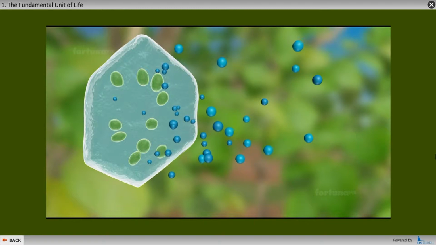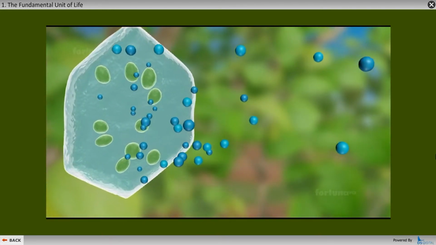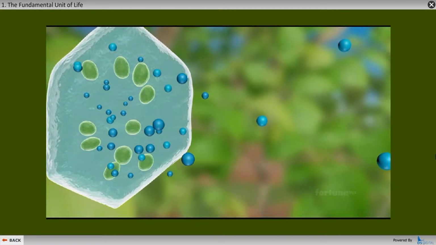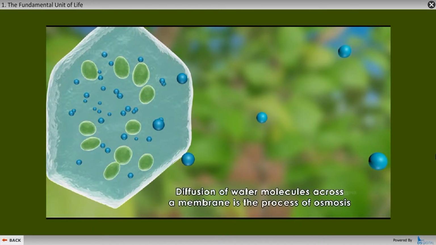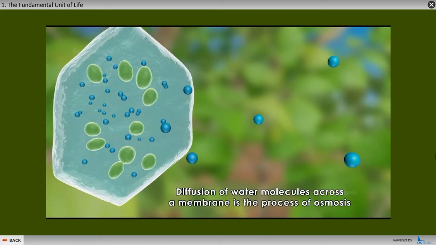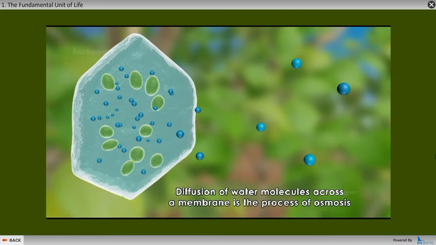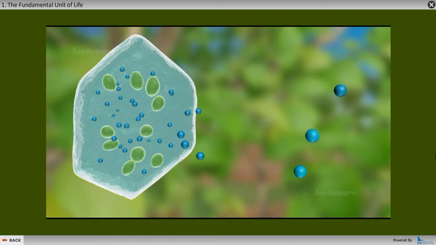Because they are very small, water molecules, which are polar, can move freely across the cell membrane. This diffusion of water molecules across a membrane is the process of osmosis. During osmosis, the movement of water will continue until equilibrium of the concentrations is achieved. Let's conduct a simple experiment to demonstrate how molecules move across a concentration gradient.